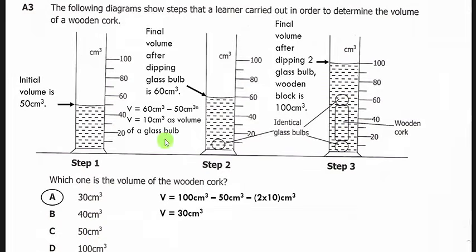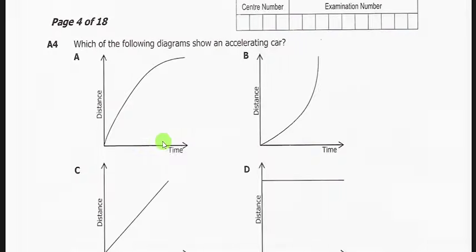Right, so let's move to another question, which is question 4. Question number 4 reads: which of the following diagrams shows an accelerating car? So we have these diagrams A, B, C, D. Now they want us to find out which one shows an accelerating car. Before you answer these questions, there are a few theories that you need to know.